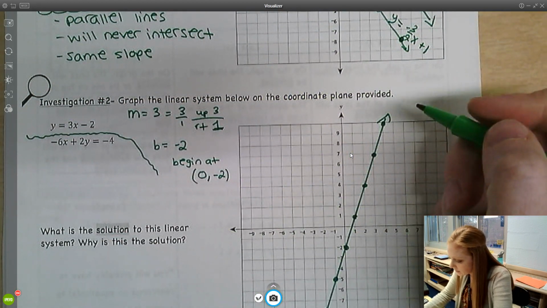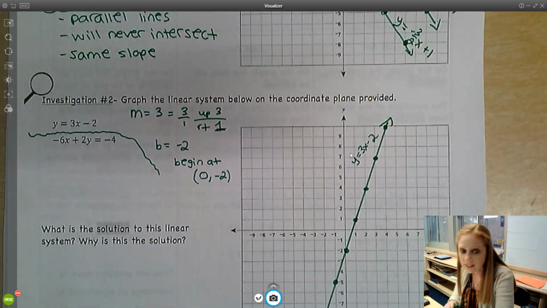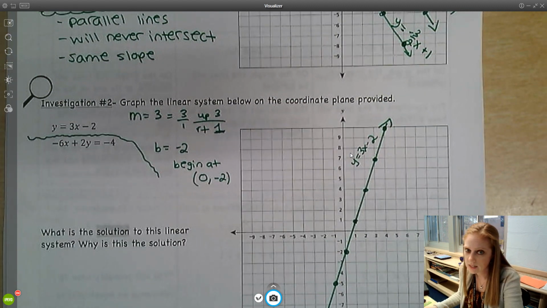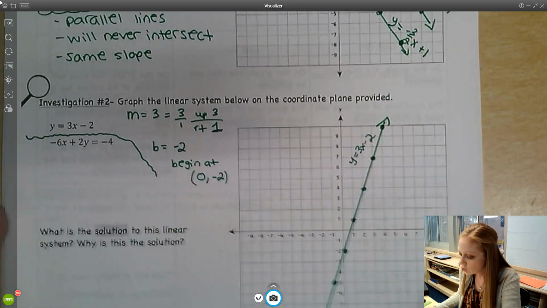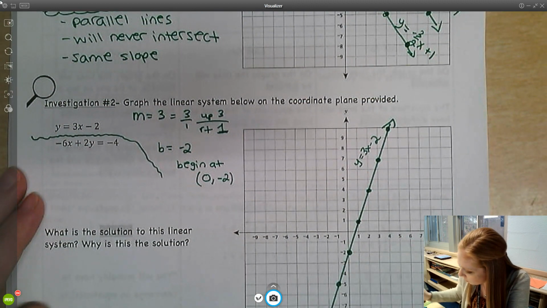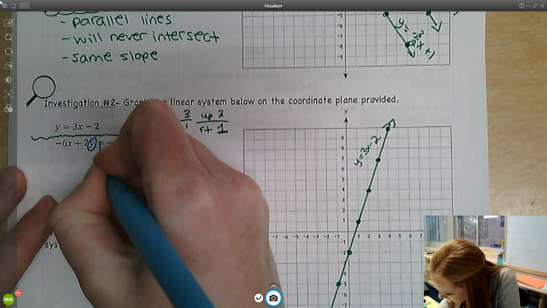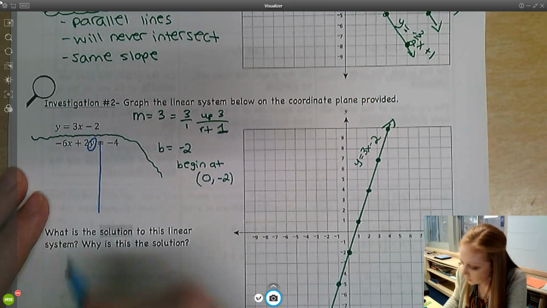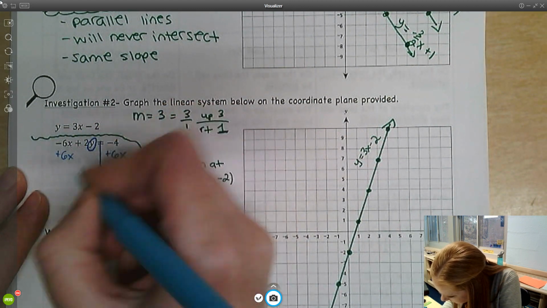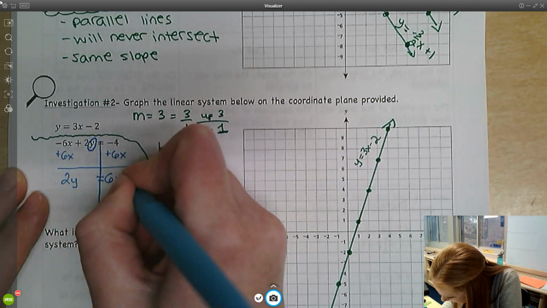All right, now let's look at our second line. The first was y equals 3x minus 2. Our second line is not in y equals mx plus b form. It's not in that slope-intercept form that we need to figure out the m and the b. So we're going to have to move some things around. We want to get our y by itself. So it's y equals mx plus b. I'm going to move my term negative 6x to the other side by adding 6x. Now I have 2y equals 6x minus 4.